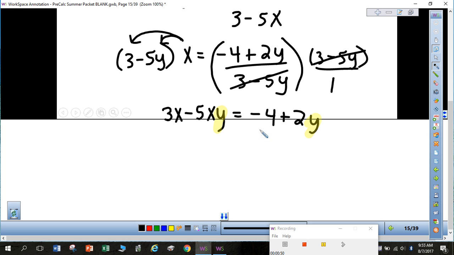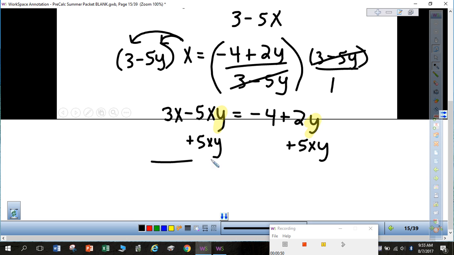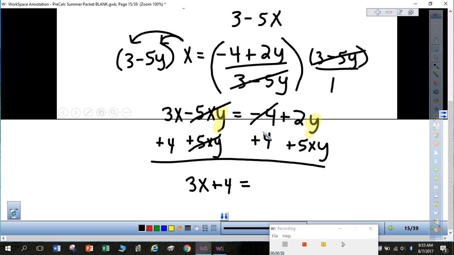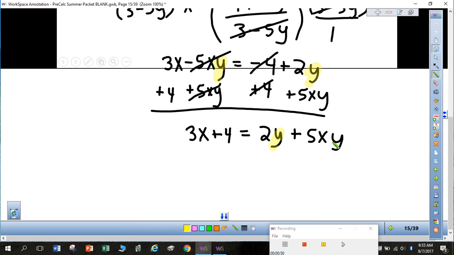We're going to get these terms together on the same side. So I'm just going to move the 5xy over to the right side to get those together. At the same time, I'm going to move this negative 4 over to the other side. I'll do that by adding 4 to both sides. So now what we're left with on the left side is 3x plus 4. And then on the right side, we're left with 2y plus 5xy. I'm going to highlight those y's again just to really help us see that that's what we're solving for. The two terms that involve y, now they are together on the same side.